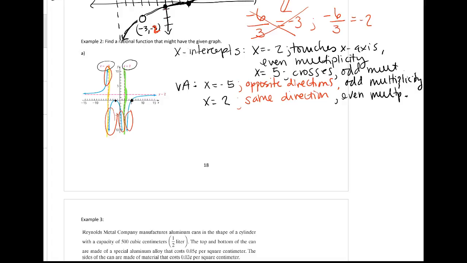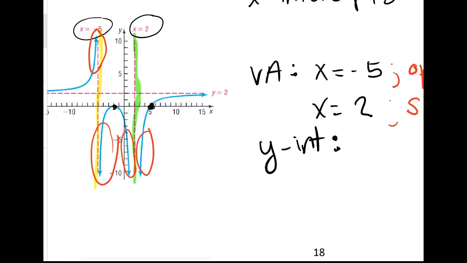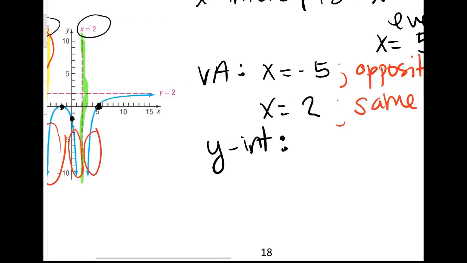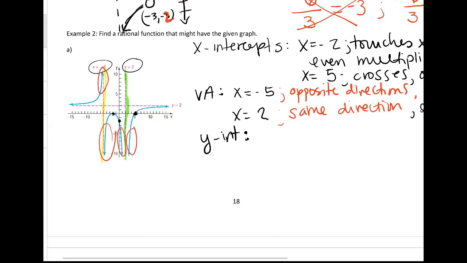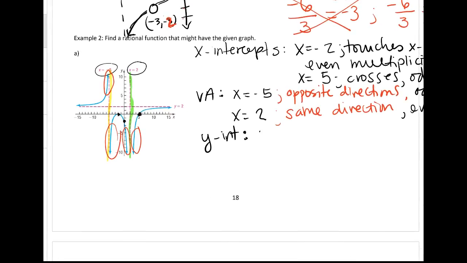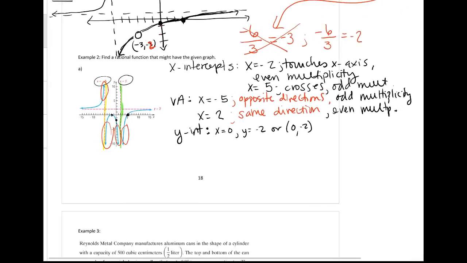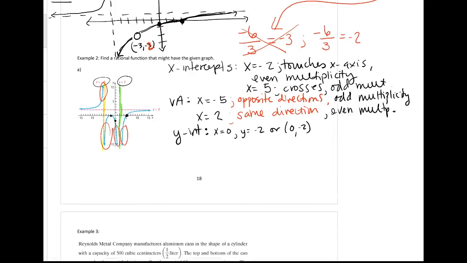Now, oh wait, do I have a y-intercept? I do, huh? My bad, y-intercept. All right, where is this at? Does it look like it's crossing? Let's zoom in really quickly. It looks like it's crossing at -2. What do you think? Yeah, that's about what I wanted. So x is 0 and y is -2, or we can write it as (0, -2). So we have a y-intercept there.